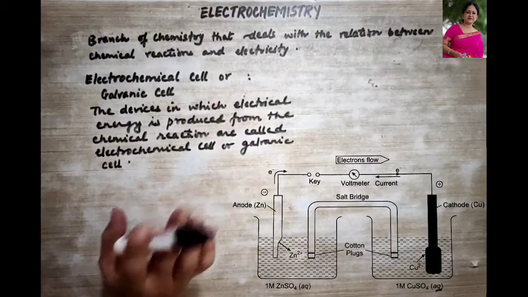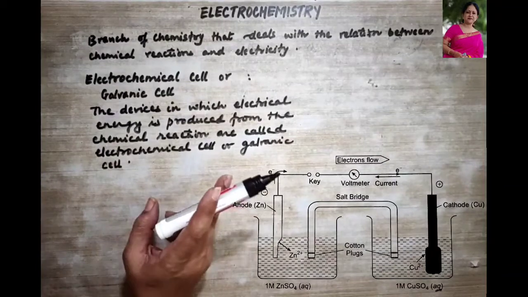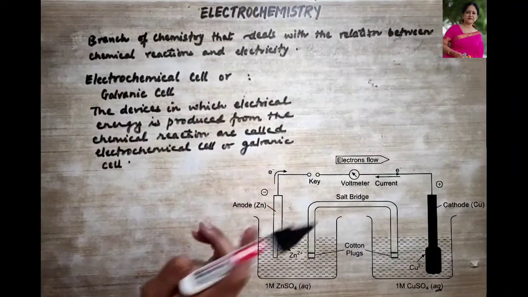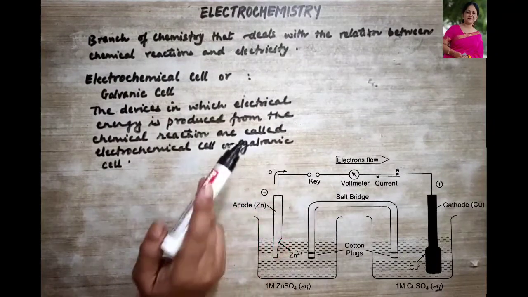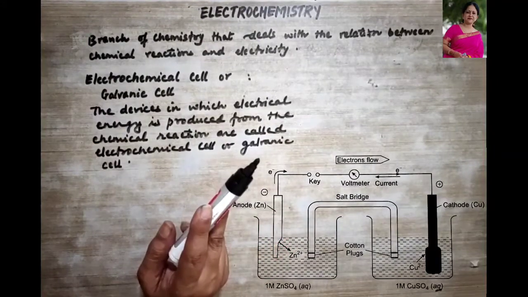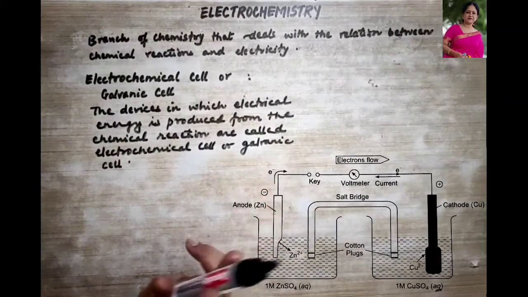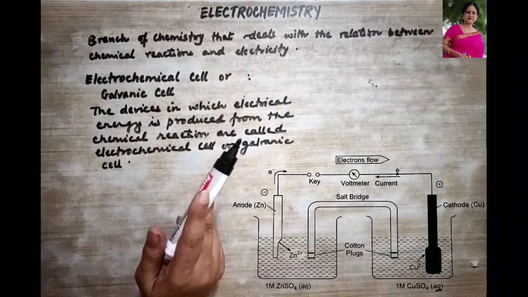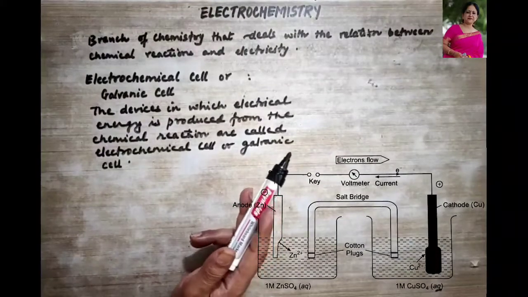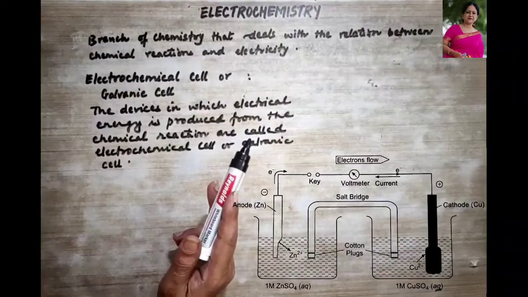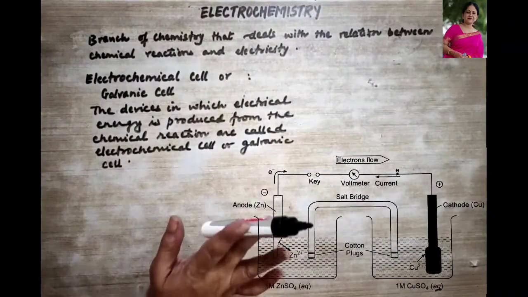When the circuit is completed by closing the switch, a redox reaction takes place. The electrode at which reduction takes place, reduction meaning gain of electrons, will be known as cathode. And the electrode at which oxidation is taking place, oxidation meaning loss of electrons, will be known as anode.